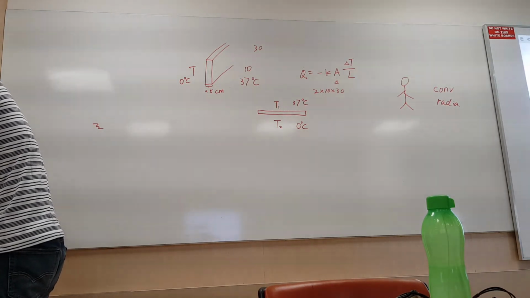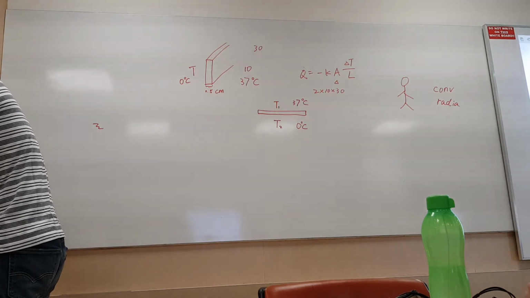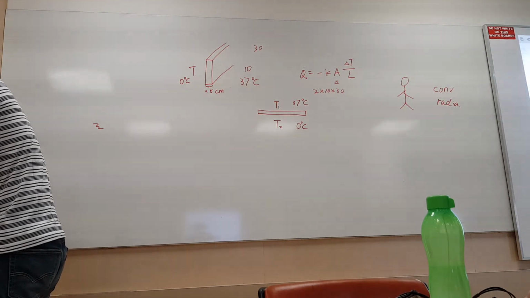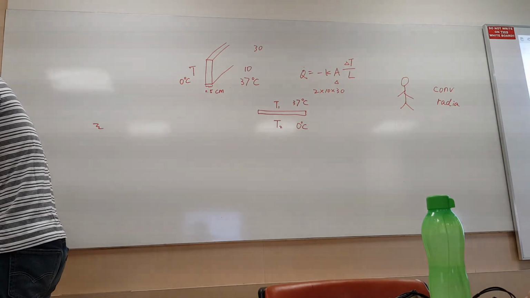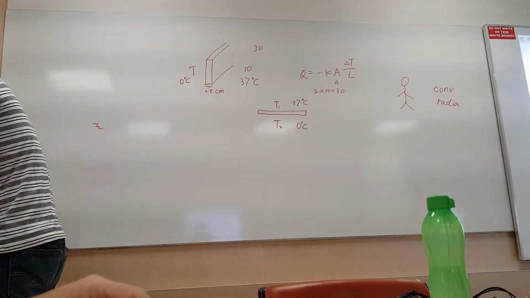So any different opinions? It's a very simple question, this one. Remember, when you're writing the Fourier law, there is always a negative sign there, because that indicates the direction of the transfer, always from high temperature to low temperature. That's why we have the negative sign there.